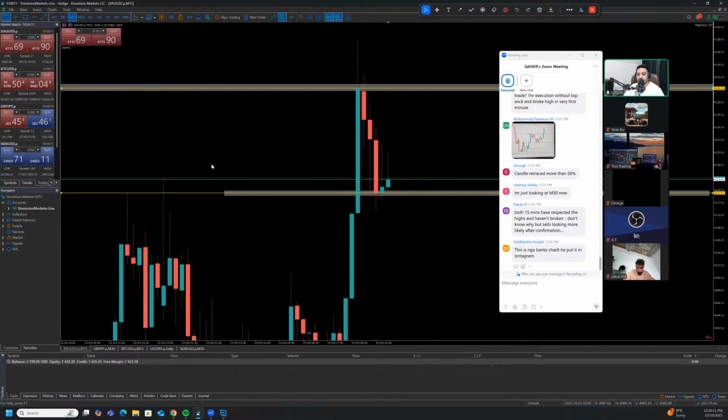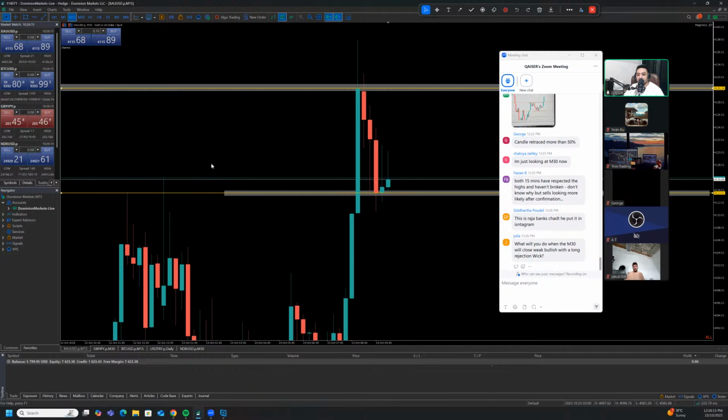Okay, I'm looking at it, both M15 have respected the high and haven't broken. I don't know why, but sells look more likely after confirmation. This current candle, which is going to close in 4 minutes, will be our confirmation candle. Just wait, wait, wait.